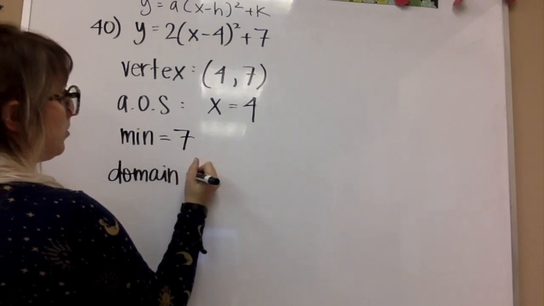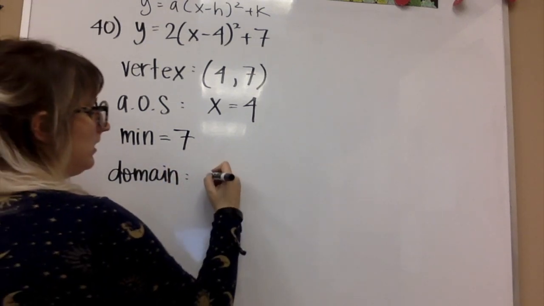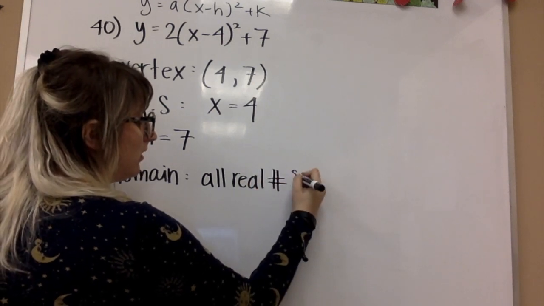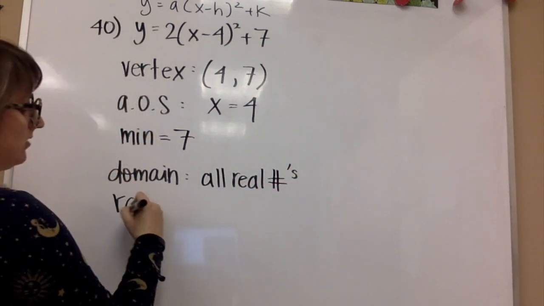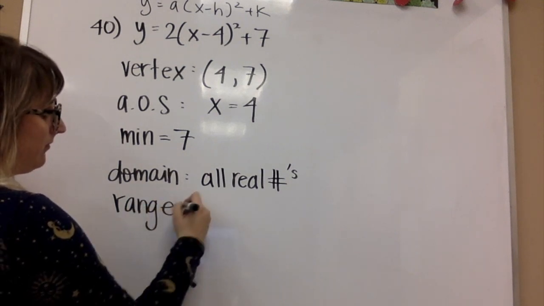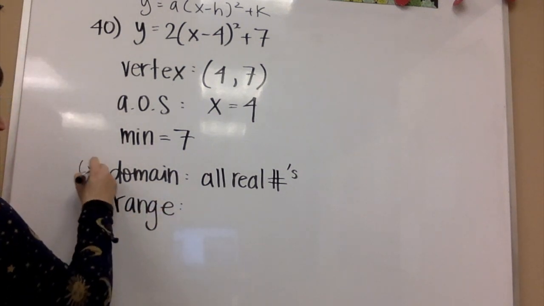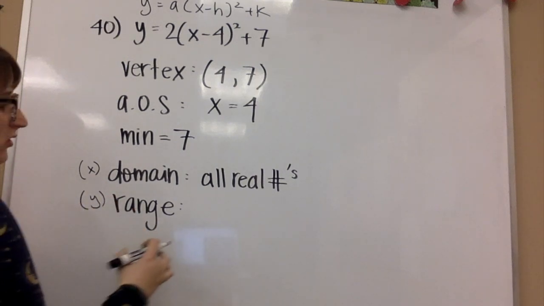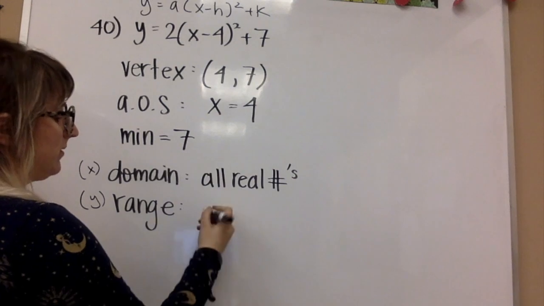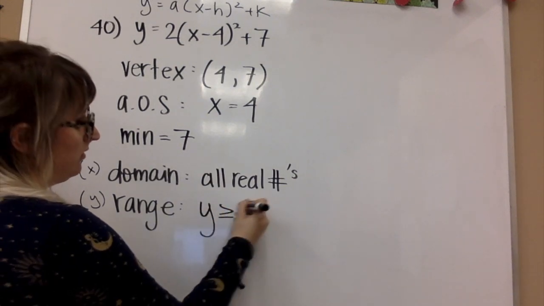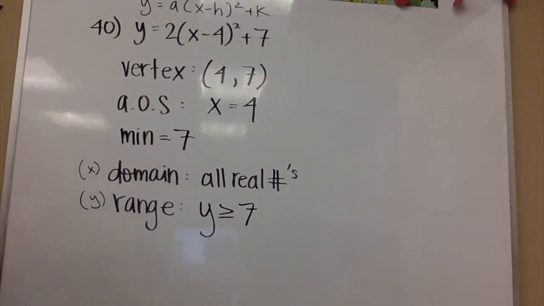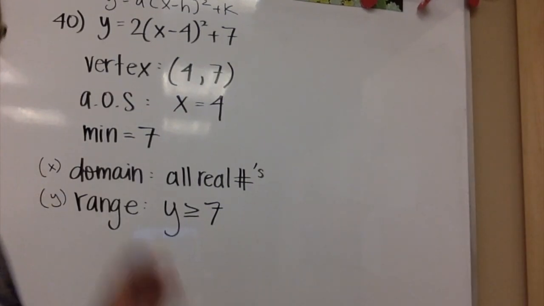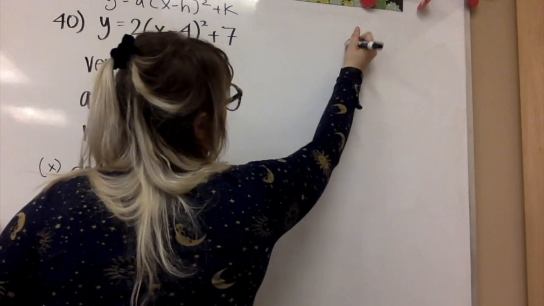Because it is a parabola, our domain is going to be all real numbers. And our range has to do with our minimum and our y value. So remember, your domain is your x and your range is your y. Our range is going to have to do with our minimum. So we're going to say y is greater than or equal to 7. Okay, so then what you're going to have to do is graph this.